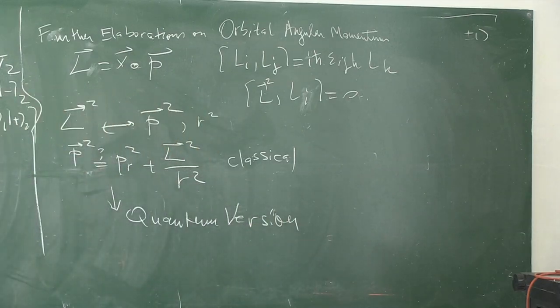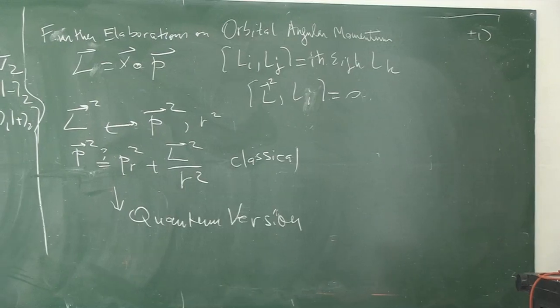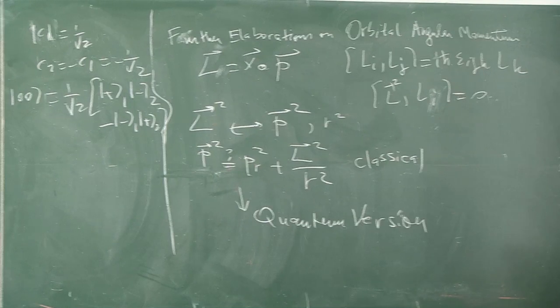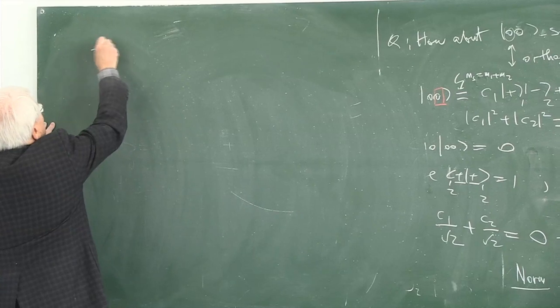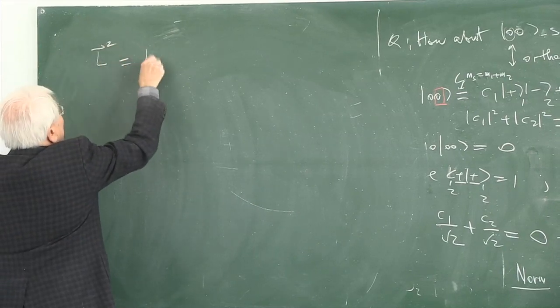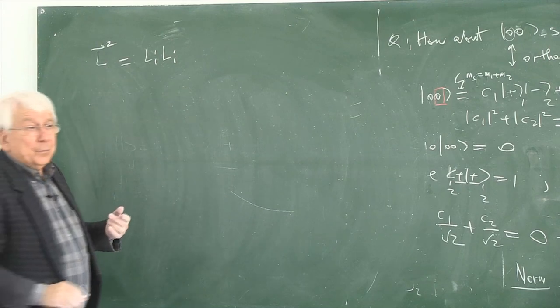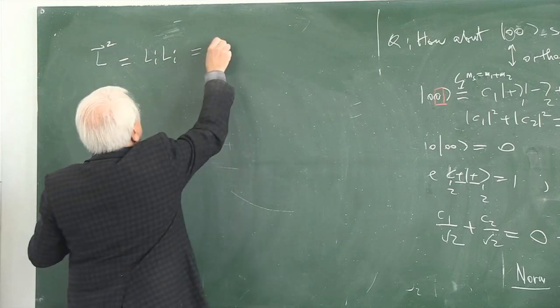Okay, let me start attacking that problem, and I will try to be as fast as possible, because you should see that some of these things are quite non-trivial but easy to handle once you really know how to keep track of the operators. So L squared is the sum over i of L_i L_i. Repeated indices are summed, therefore I'm not putting the summation sign.